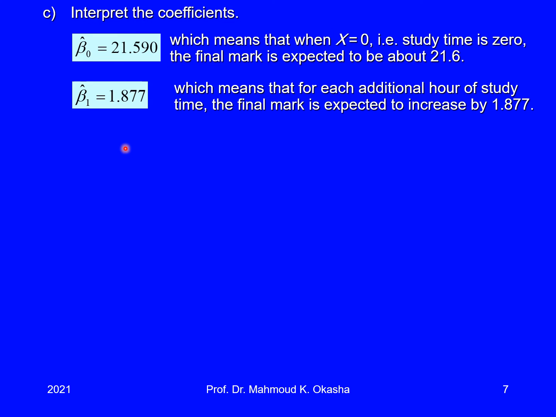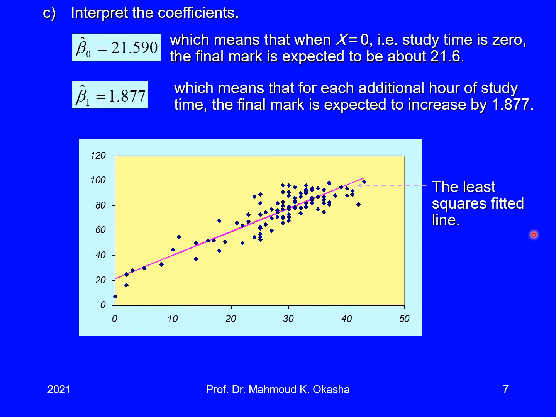If you study for 3 hours more, then you are expected to get 5 marks more, right? That's the meaning of beta 1 hat, right?